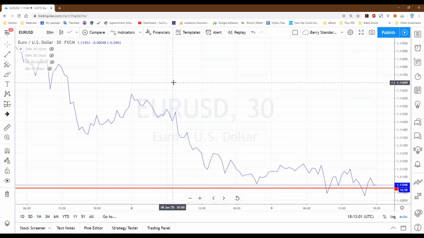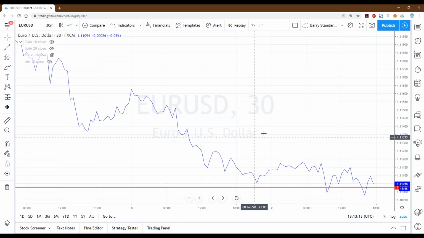Now, we're looking at a live chart for the Euro US dollar 30-minute chart, which is my standard teaching chart. Same charts you were looking at just now in my PowerPoint, but these are current, up-to-the-second charts. So we're looking at a line chart.